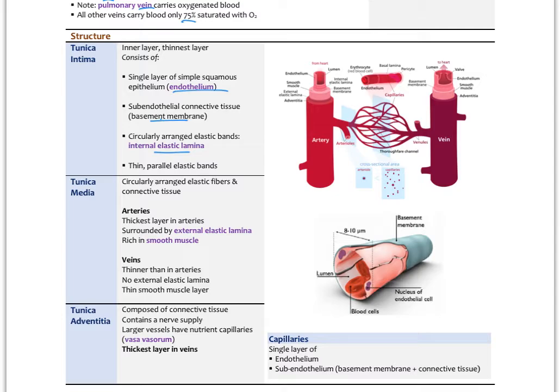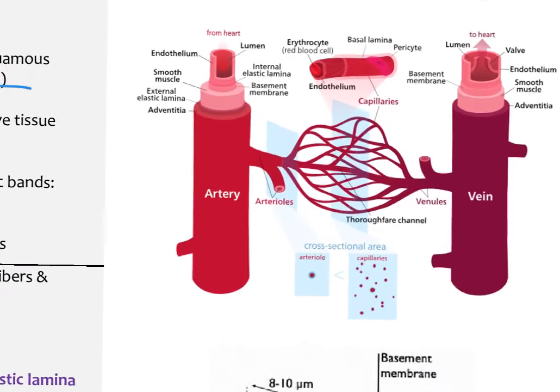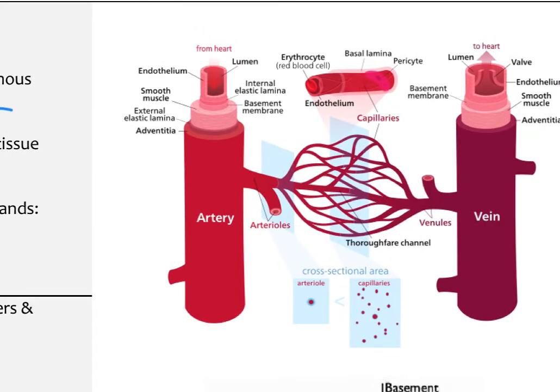So if we look at the picture over here, they depict an artery and a vein. The tunica intima would be the part here with the endothelium, as well as the internal elastic lamina there. And then you see the basement membrane as well. So this is all the tunica intima.